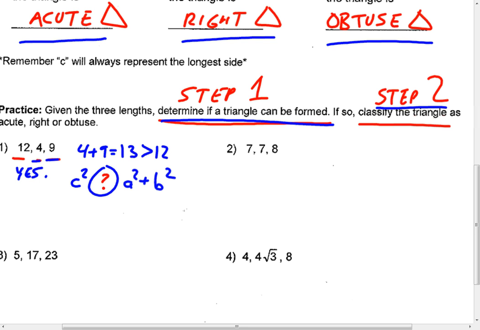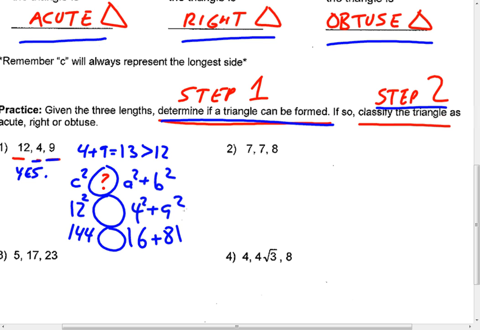So let's put this in. What do you think you should be putting in for the C? The 12. Put the largest one in for your C. Make sure you square it. And I still don't know what the relationship is yet until I get to the end. 4 squared, 9 squared, 144, 16, and 81. I'm getting 144 is greater than 97.